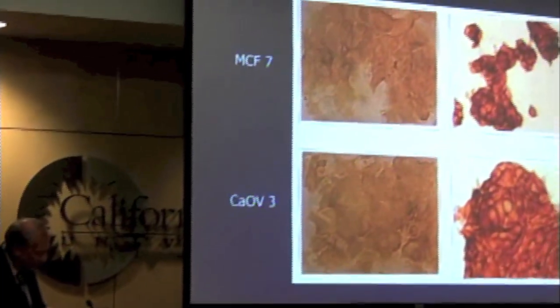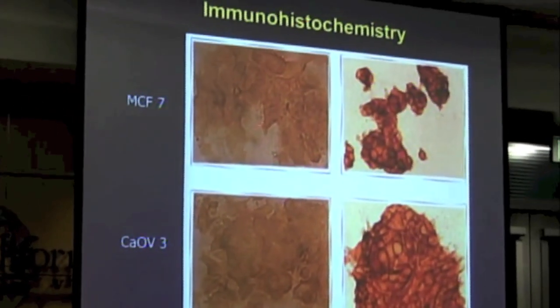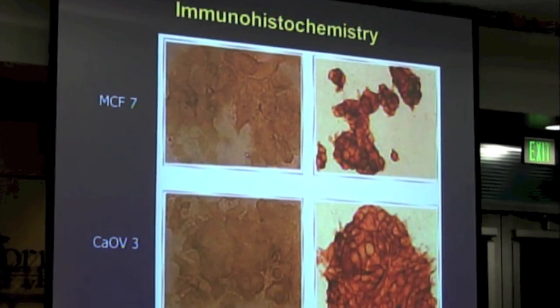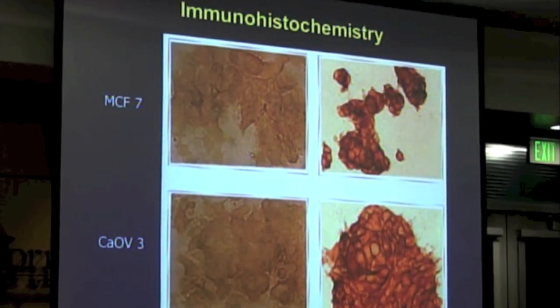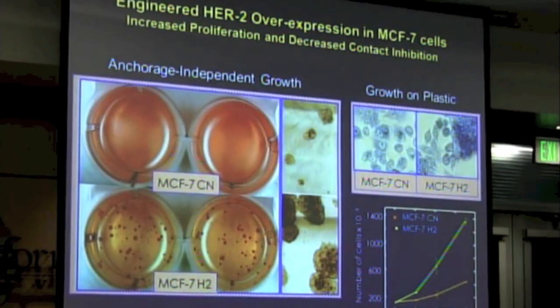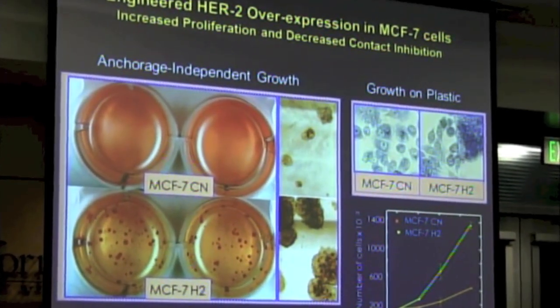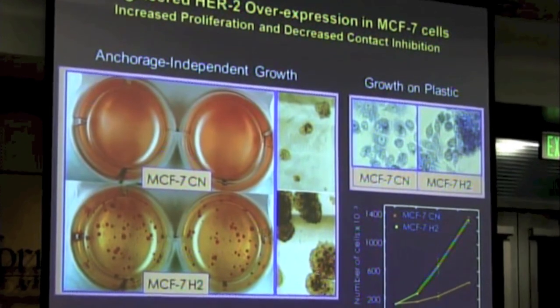And what you see here is that we've taken these HER2 normal cells that are shown on the left and made them HER2 positive, and then we can look at their growth rate. How fast do they grow? Ignore all the other parts of the slide for a moment except for this, the lower right.